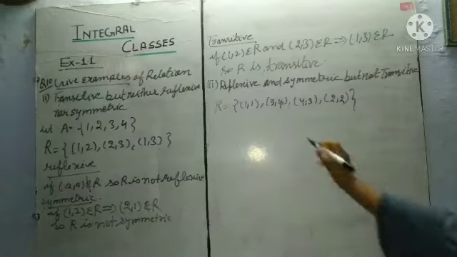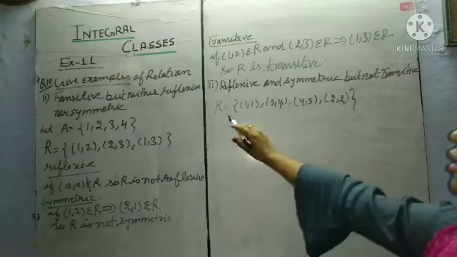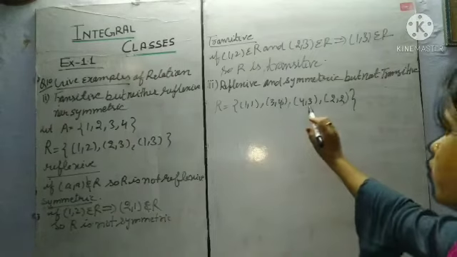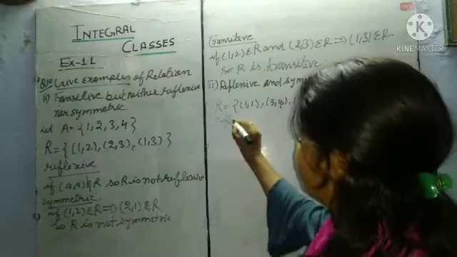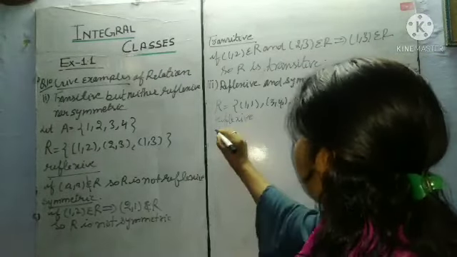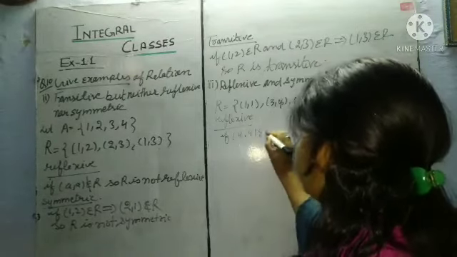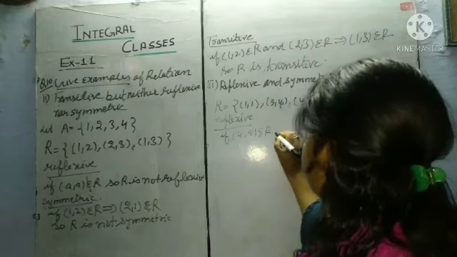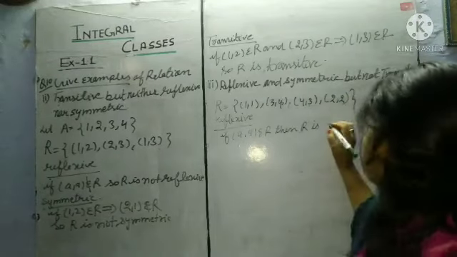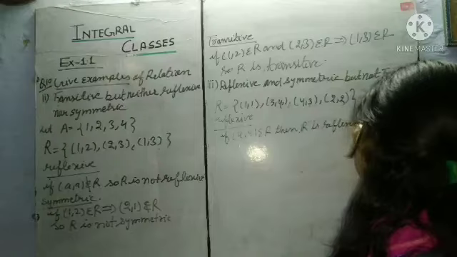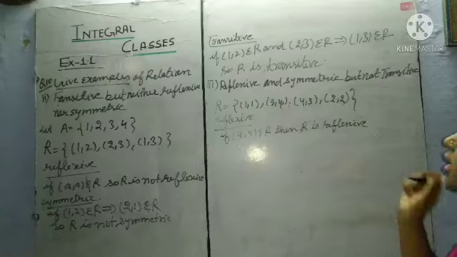Now third is reflexive and symmetric but not transitive. So I will consider our relation R as 1, 1, 3, 4, 4, 3 and 2, 2. So now for reflexive, if a, a belongs to R, then R is reflexive. As we observe here, 1, 1 and 2, 2 exist in the relation.